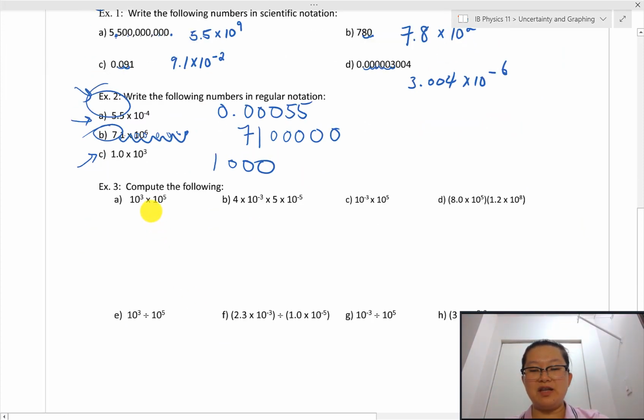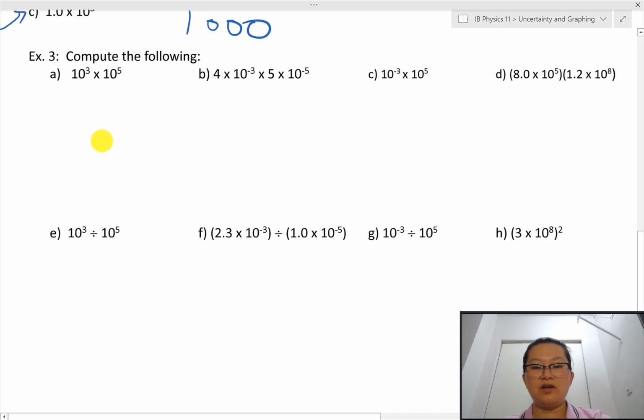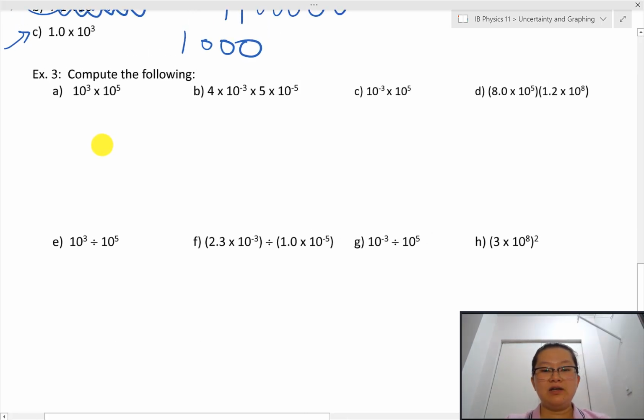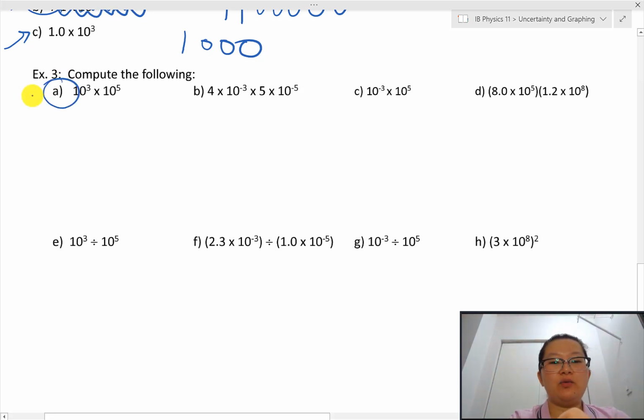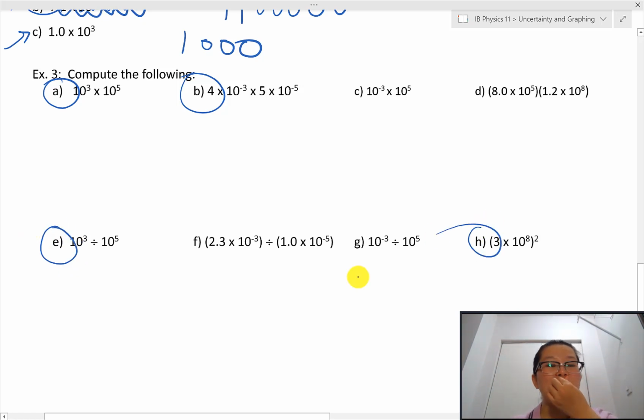Let's see if we can manipulate some scientific notation numbers. This is going to hopefully recall some memory of how to do your exponent laws. I will circle the ones that I will do and leave the blanks for the ones for you to do. I will do A, I will do B, I will do E, and H. Let me do A first.